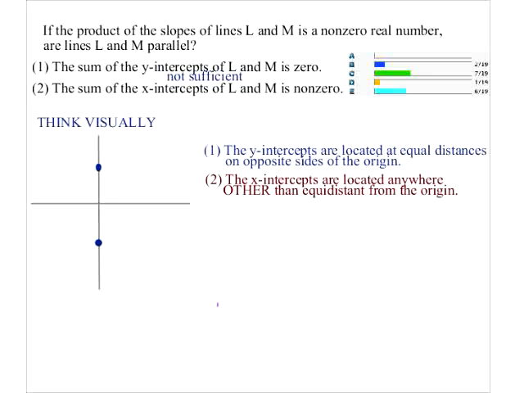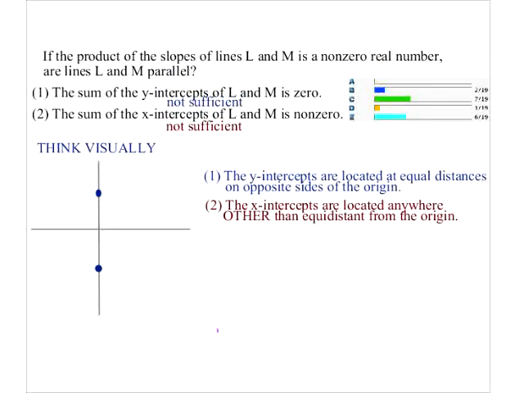A number of you thought statement 2 was sufficient between B and D, that's like 3 or 4 of you. If you did, it probably means you didn't read the question correctly or something, because there's nowhere near enough information here right now to conclude parallel.